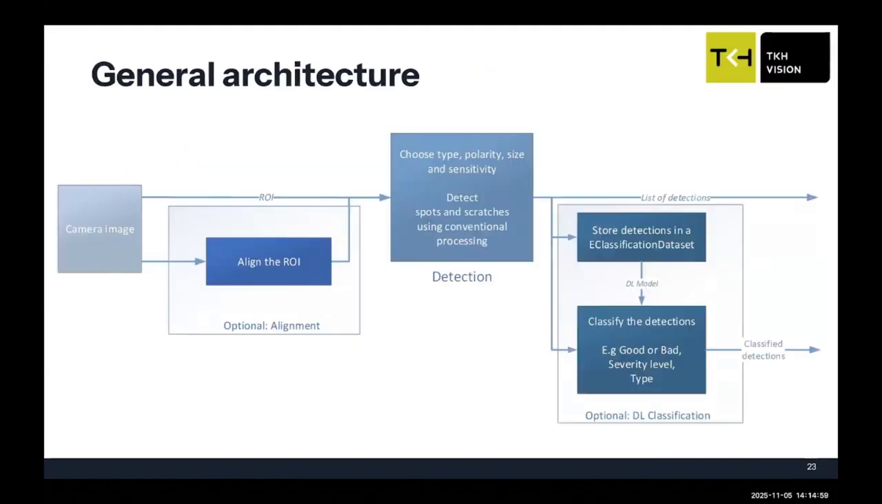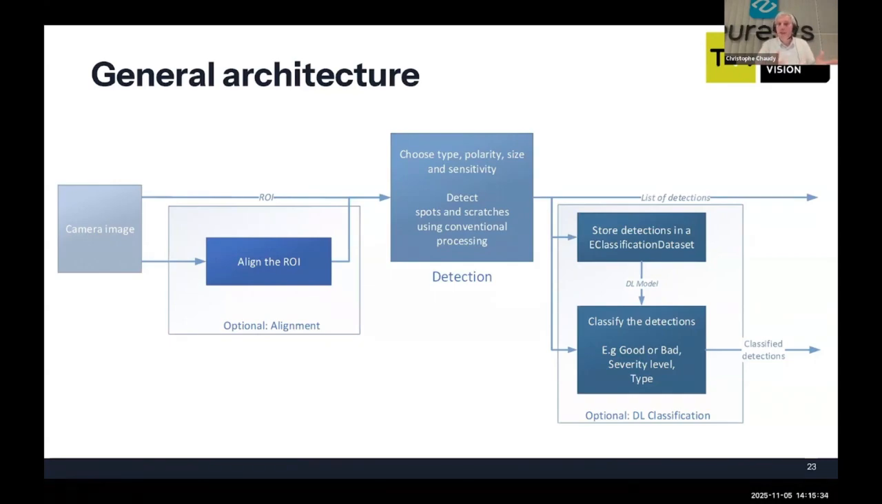So how it works in general. First, from the camera image, we can perform the alignment of the region of interest. It's searching in the image: where are your parts? Then the detection of the defect itself happens here. You choose the defect by setting attributes. What is the type? What is the polarity? Polarity means, is it black over white or white over black? The size and the sensitivity of the detection.